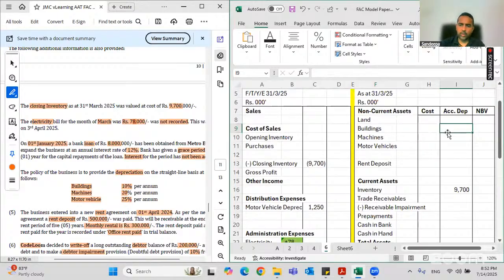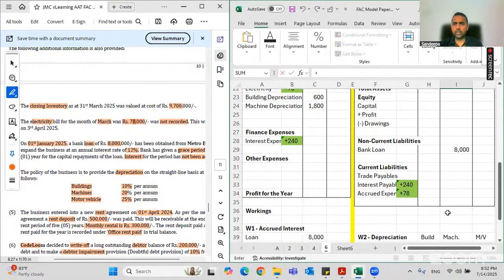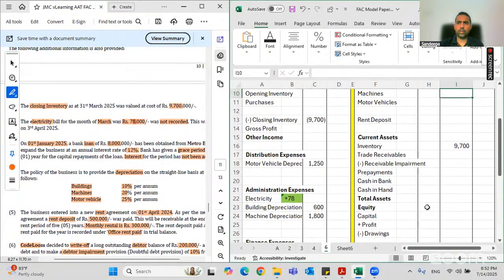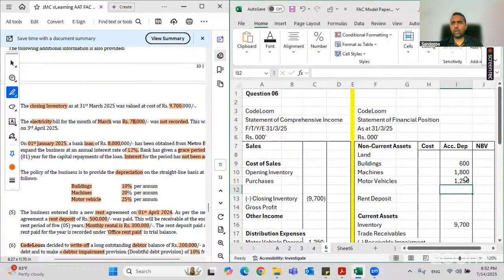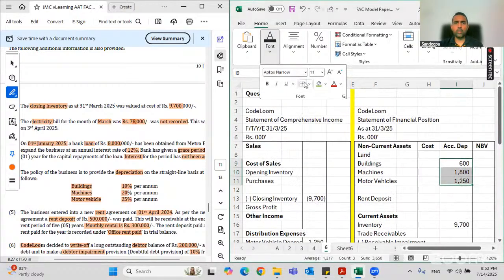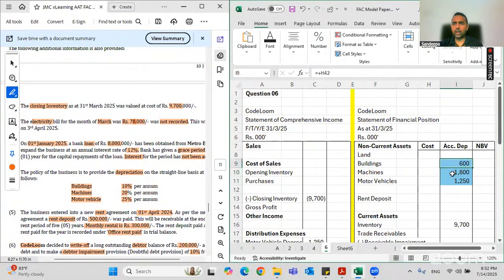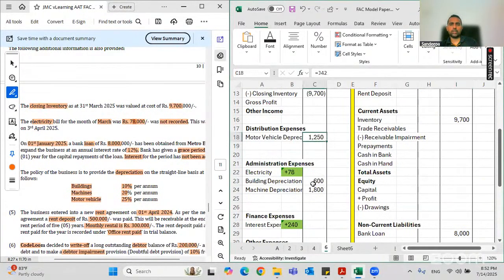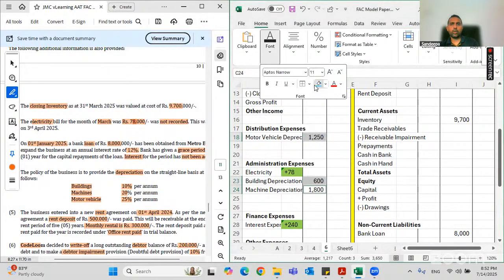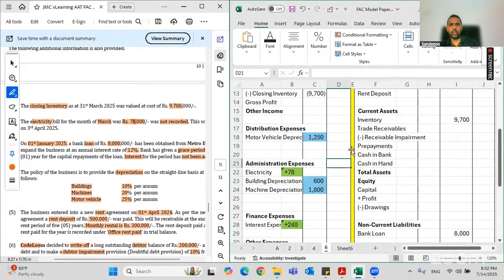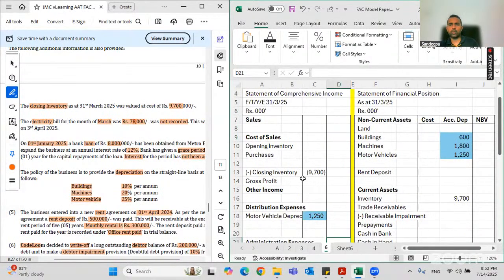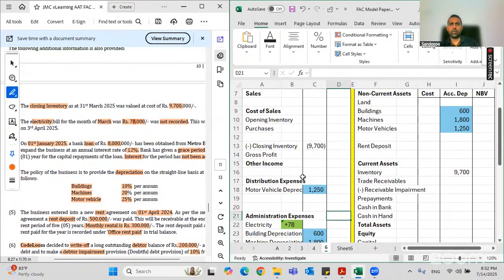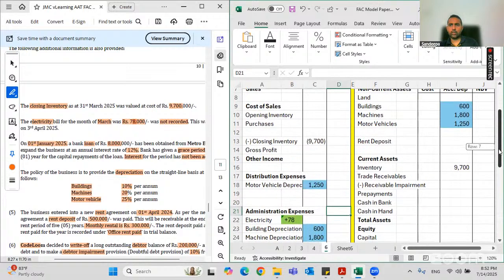This is not the final answer, but I have to add that. Plus 600, plus 1,008, plus 1,250. Now, we have to add the opening accumulated depreciation. This is not the final figure, this is the current year depreciation. So debited to depreciation expense, credited to accumulated depreciation. Okay, the depreciation method.